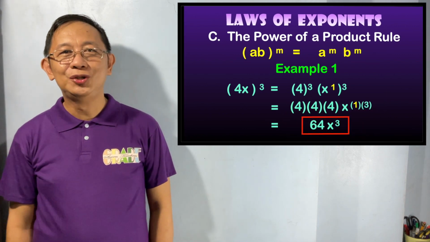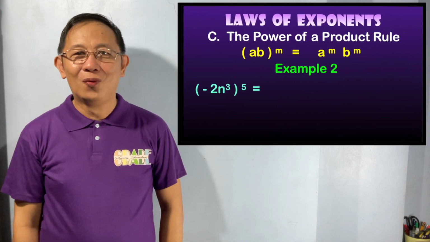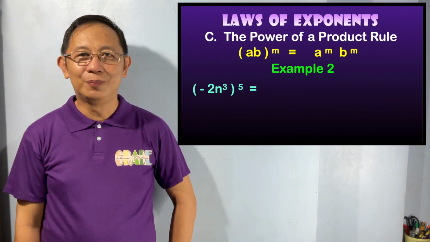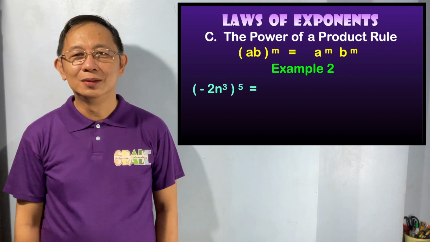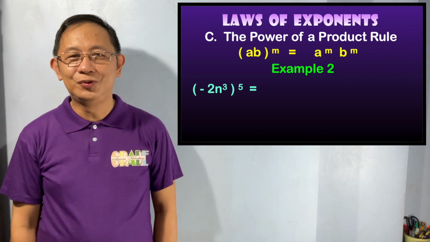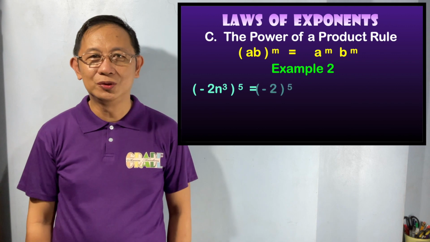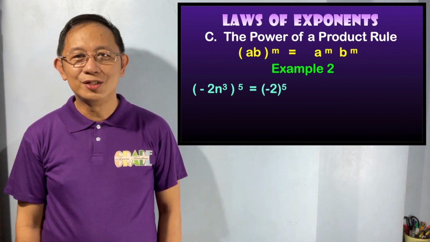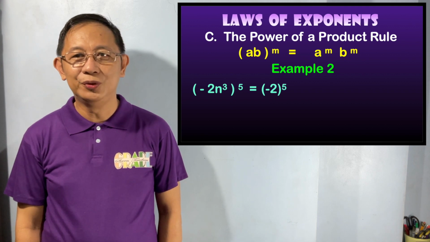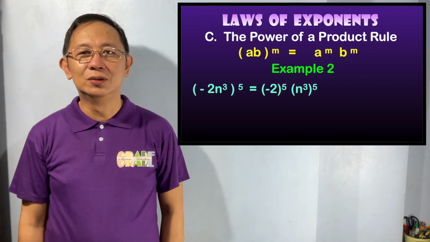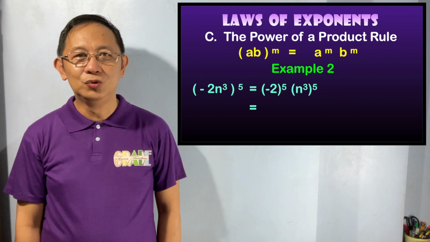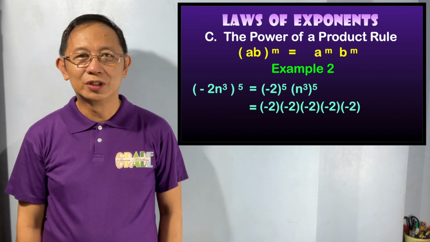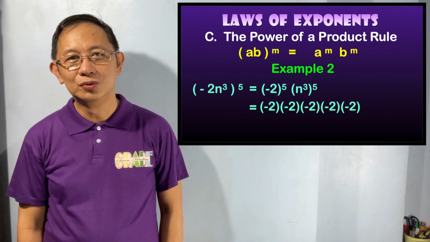Example number 2. Quantity negative 2n cubed raised to the 5th power. So share 5 to negative 2. So be sure to use parentheses. Then share 5 to n cubed. This is equal to negative 2 times negative 2 times negative 2 times negative 2 times negative 2.